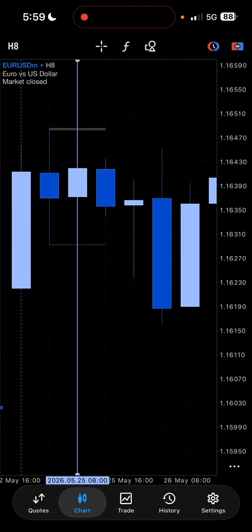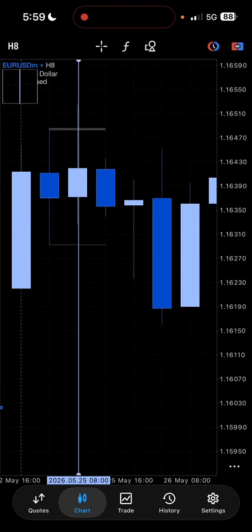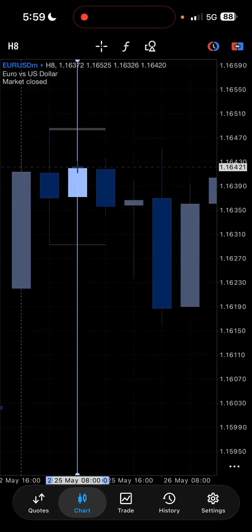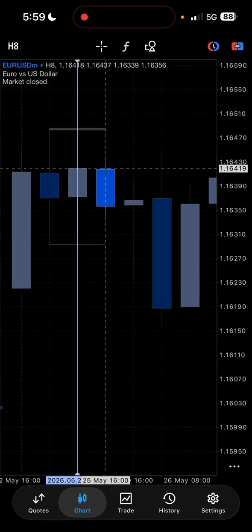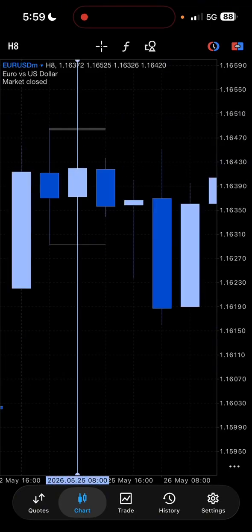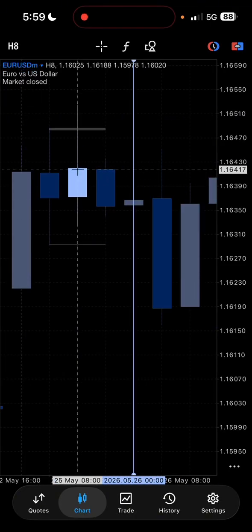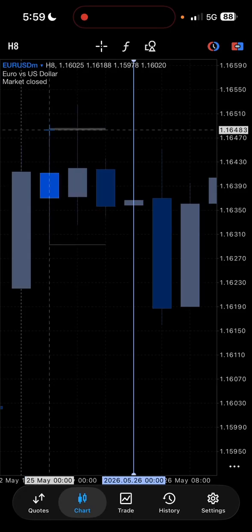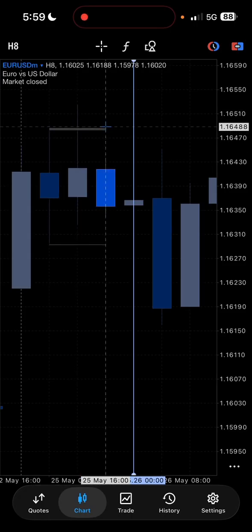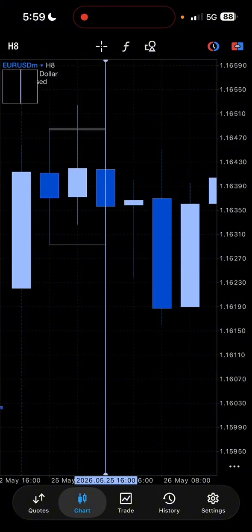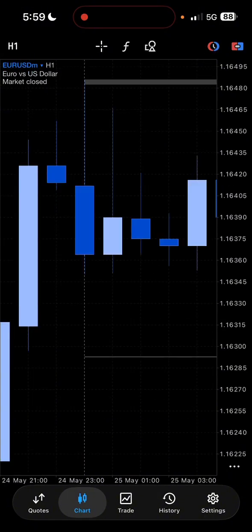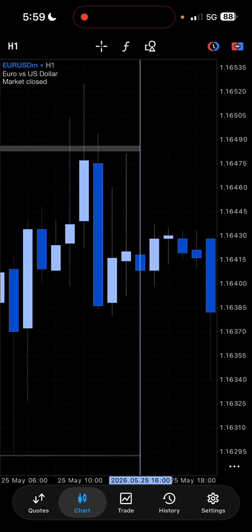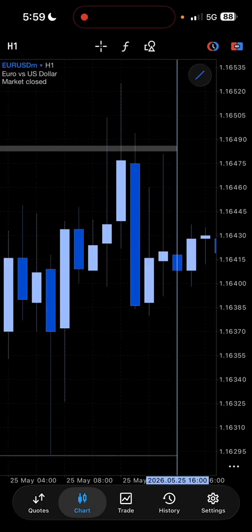So after this 8 hour swept it and closed below, as you can see, the 8 hour swept this, went up, then closed below the high of the previous 8 hours. Then you come to your next candle, and then you go down to the 1 hour time frame, and then you look for a break of structure, which is right here.